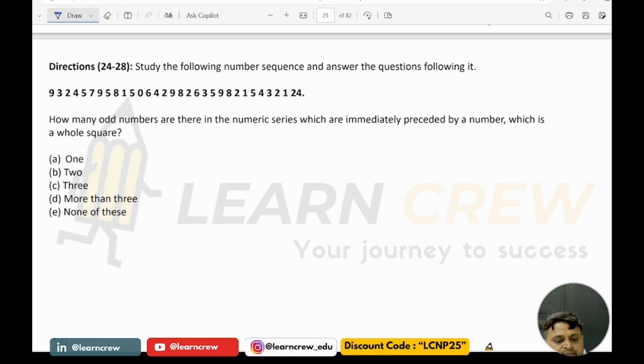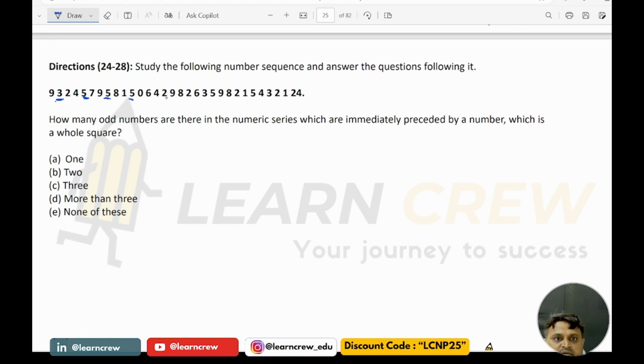Next. Please see here. How many odd numbers are there in the numeric series which are immediately preceded by a number which is a whole square? How many odd numbers? 3, 5, 5, 5, then preceded by a number which is a whole square.